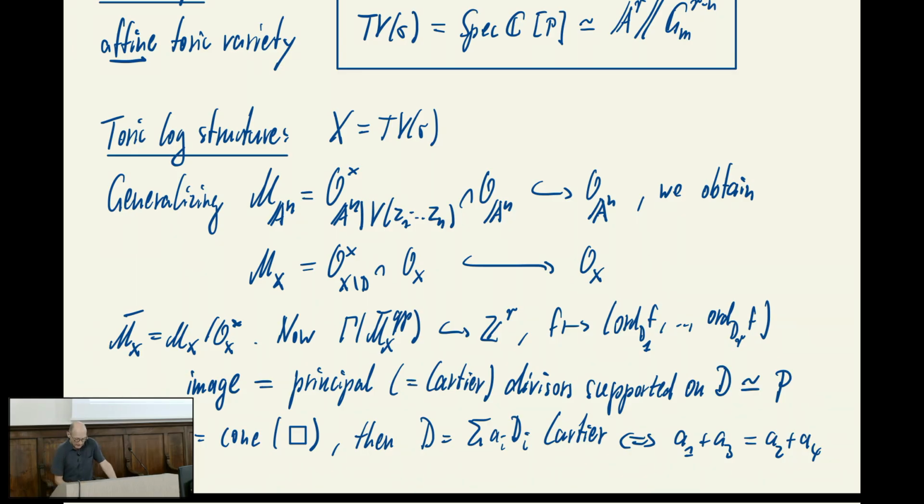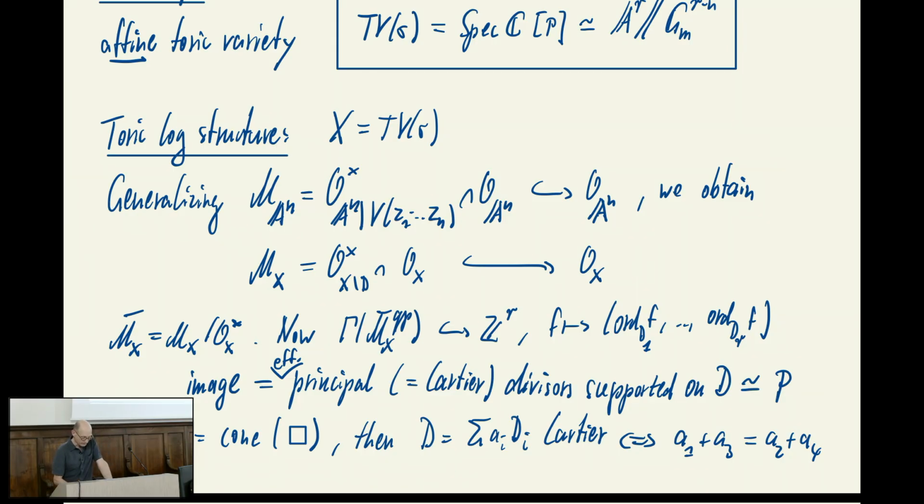Okay, so if you take regular functions with zeros at most along D_i and look at the orders of zeros, you won't get all of N^r. You just get a subset. It's a submonoid. It is saturated in this case, okay? But you get an image, and the image is isomorphic to the monoid of effective principal Cartier divisors supported on D. Okay, so that's some saturated submonoid of Z^r.